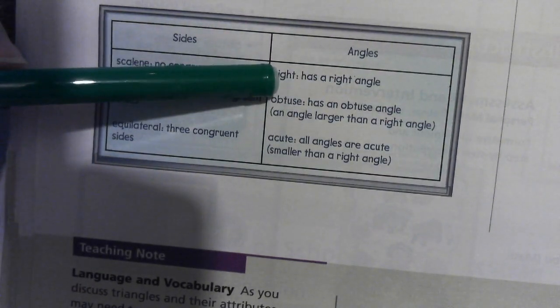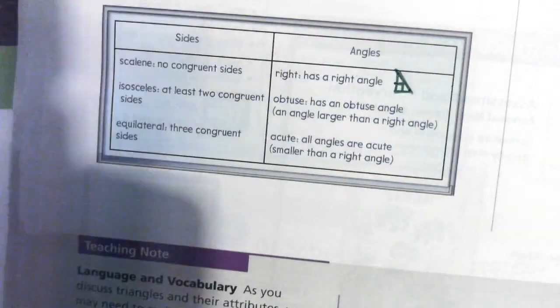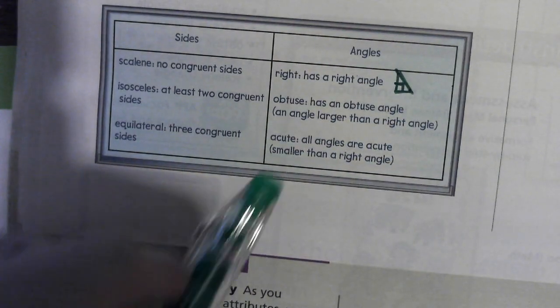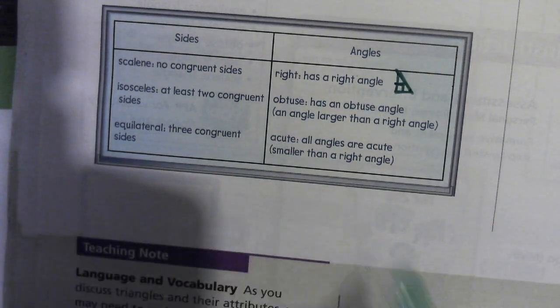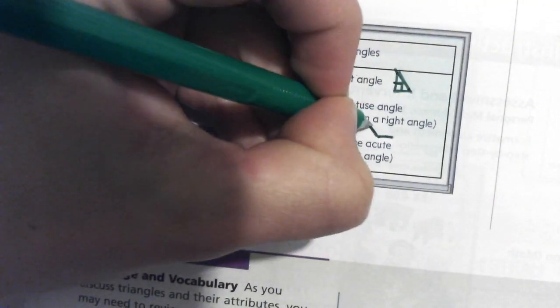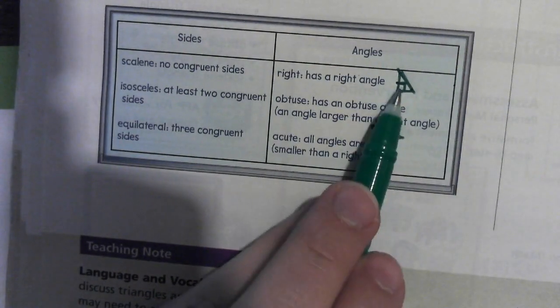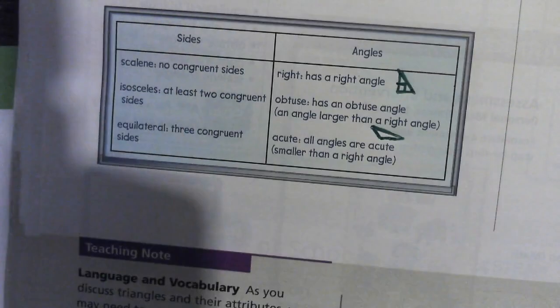So a right triangle has a right angle. It has that 90-degree L angle, like this, with the box in the corner. So like this is a right triangle. An obtuse triangle has an obtuse angle, or an angle larger than a right angle. So it's wider, like this. You see how this angle here is much wider than this angle here? We have the L, and then we have a very wide angle.